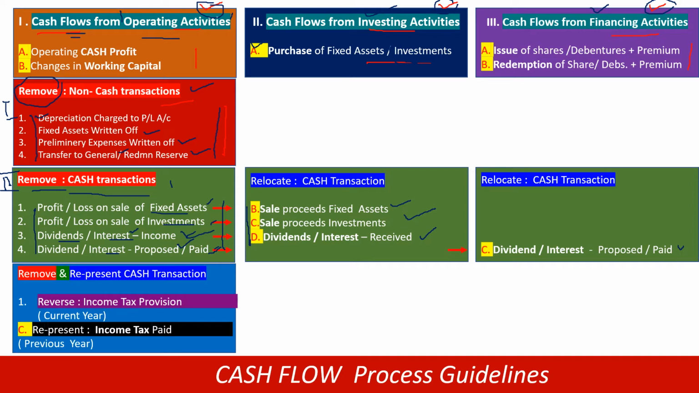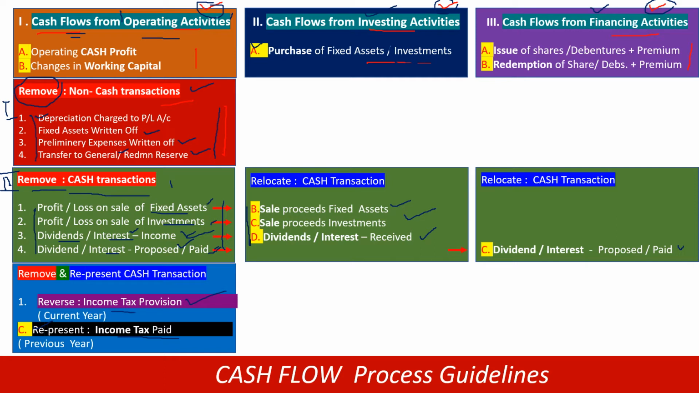Then we have the next step. Within this you have one specific item, which is income tax provision. It belongs to all of them because it is for the entity as such, but for our convenience and as suggested by AS3, we will be showing income tax paid under operating activities as a separate item.